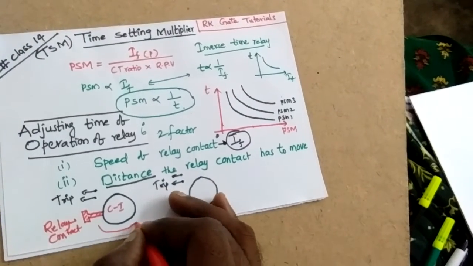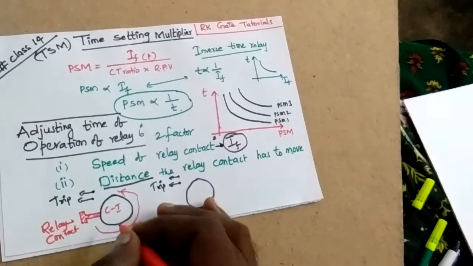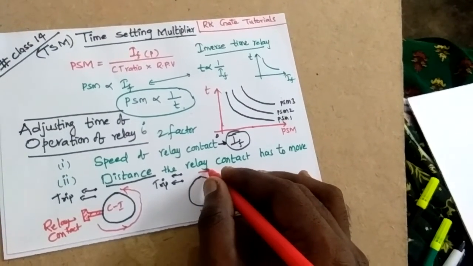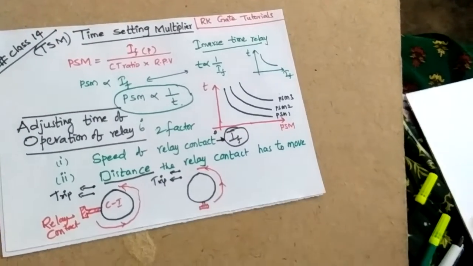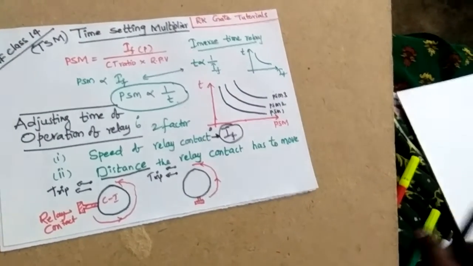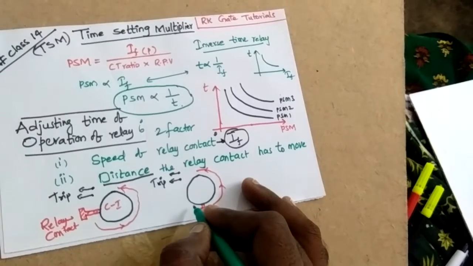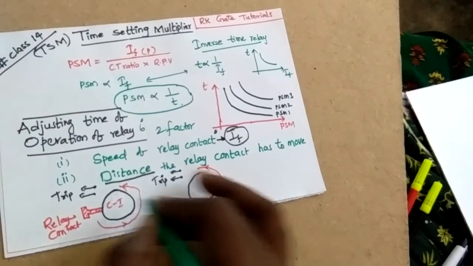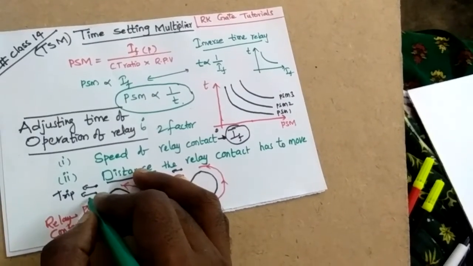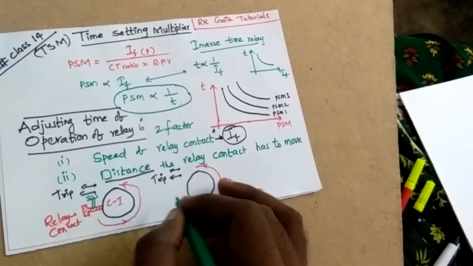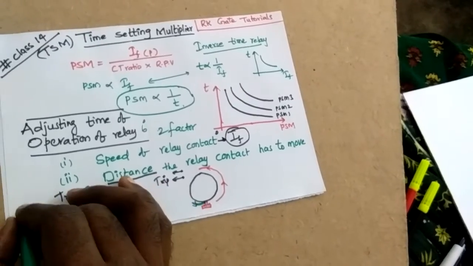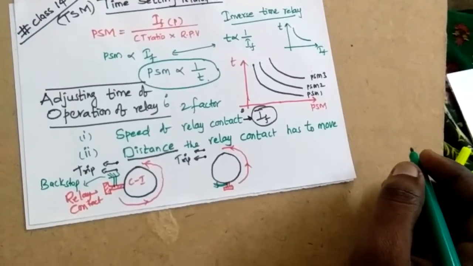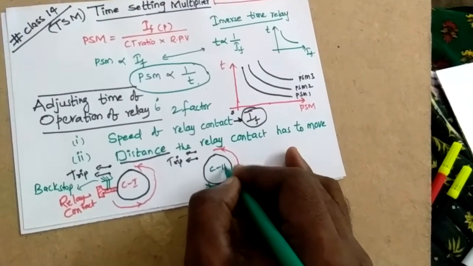Now it has to move through like this. This one also has to move like this to close the trip circuit, to provide the trip signal to the circuit breaker. So a relay contact is provided with a backstop. This is the backstop with which the relay moves. So this is case 2, let us say.